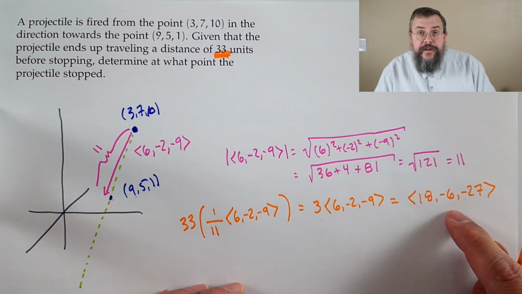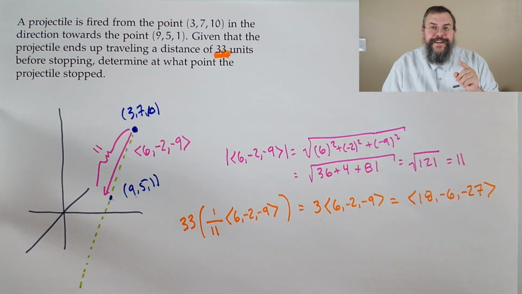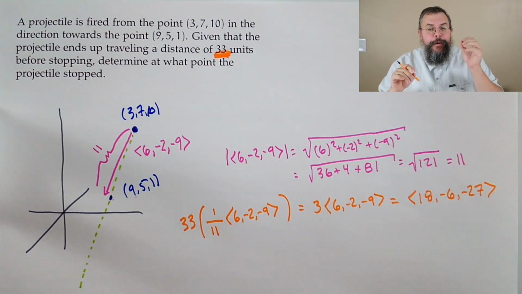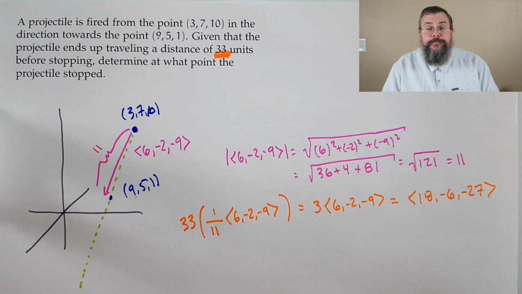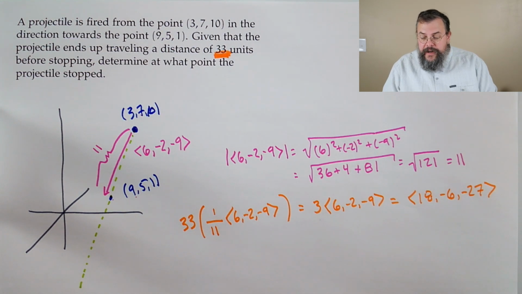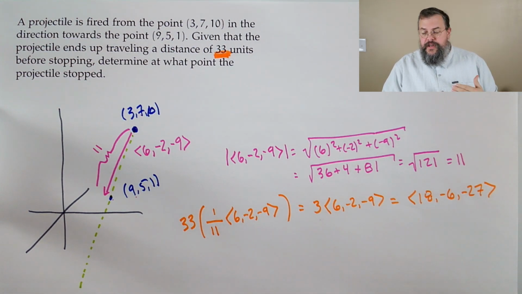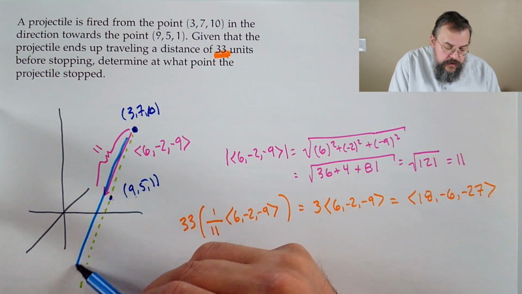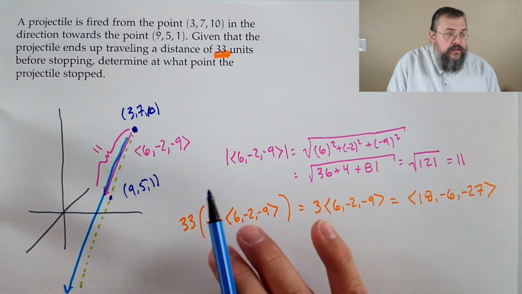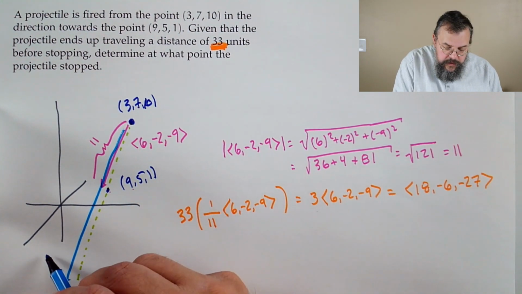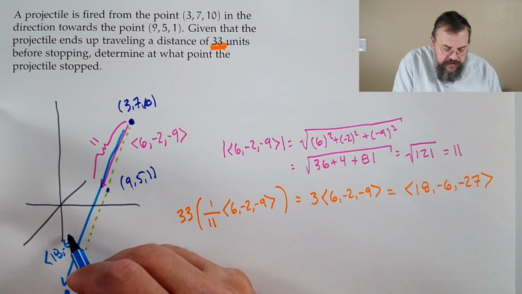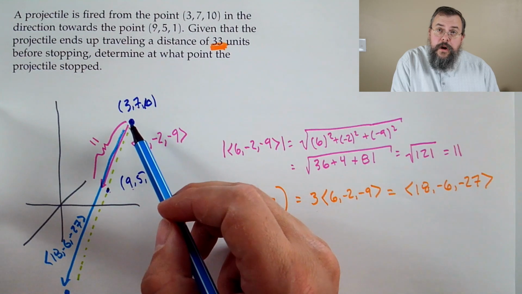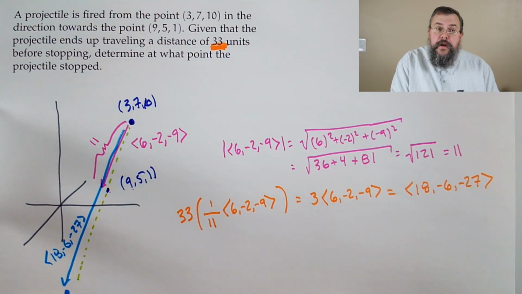Now, is this our new point, and why not? Okay, good. It's not our point. Yes, you got it. Why not? Well, what's wrong with this answer? What is this thing? It's not a point. It's a vector. Since it's a vector, it's telling us something about change. And so this vector here, 18, -6, -27, that's the vector that will get us from where we start to where the projectile will stop.